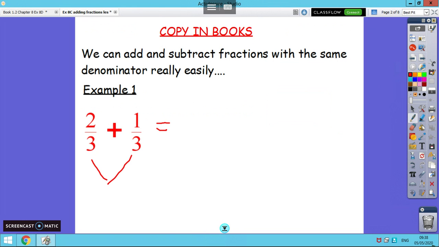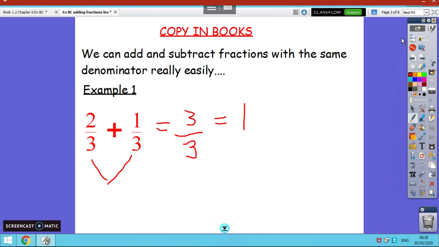So 2 add 1 gives us 3, and then we have 3 on the bottom because the denominator stays the same. Now you'll know that means 3 divided by 3, because remember when we're talking about fractions, the fraction line in a fraction means divide. So 3 divided by 3, how many 3's go into 3? Well, that answer is 1, and we've simplified it perfectly, so our answer is 1.